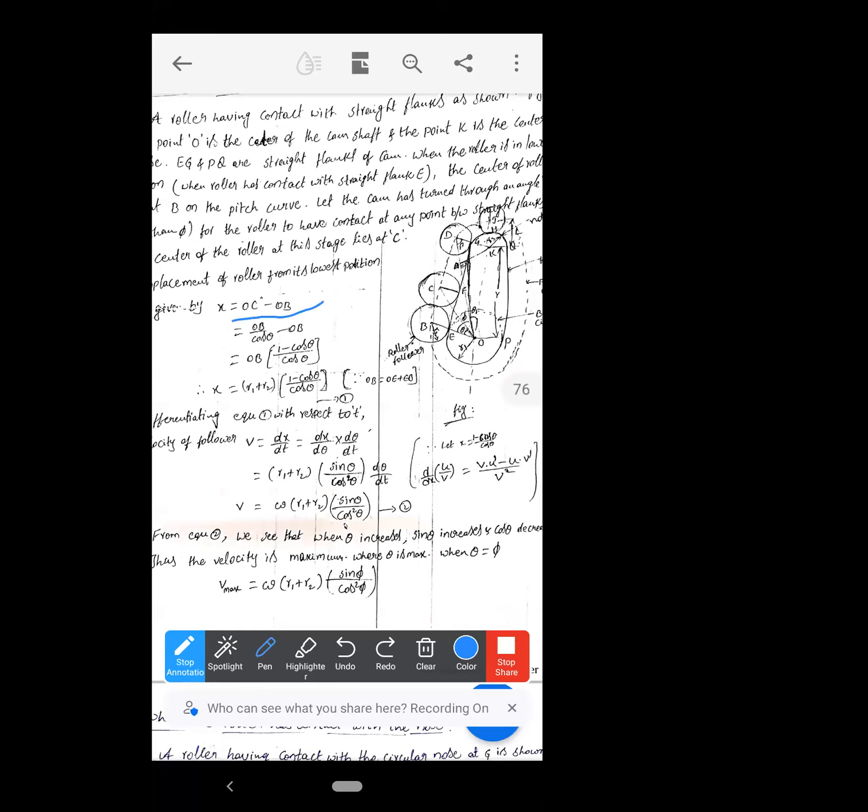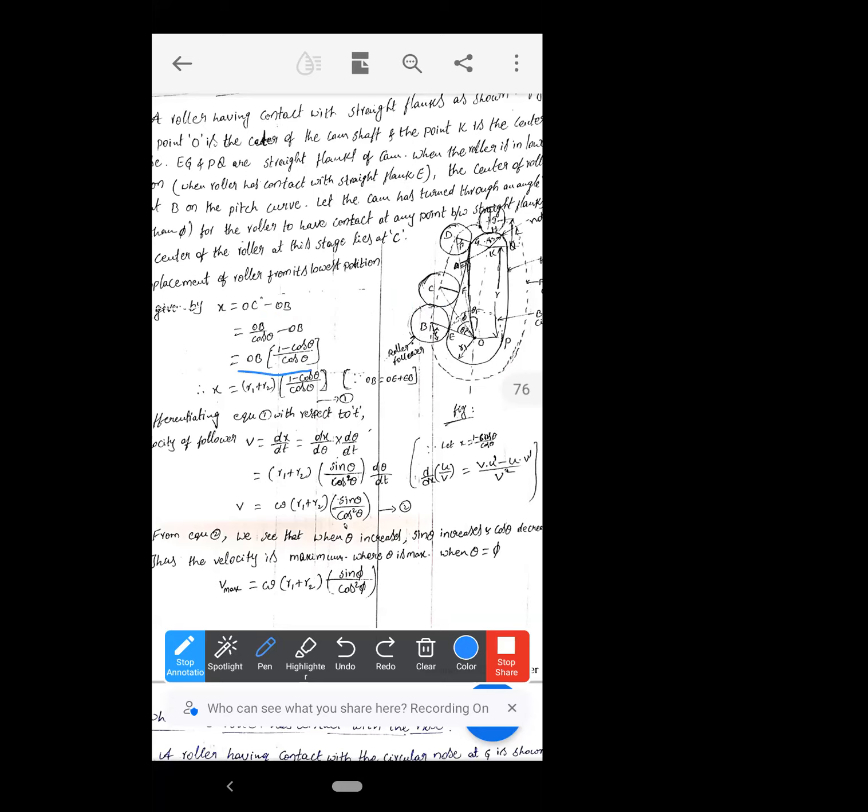OC is also written as OB by cos theta. How have they written it? Simply take the triangle OBC. OC equals OB by cos theta, because cos theta equals OB by OC. Both places have OB, so taking out OB, we get OB into 1 by cos theta minus 1, which may also be written as 1 minus cos theta by cos theta.